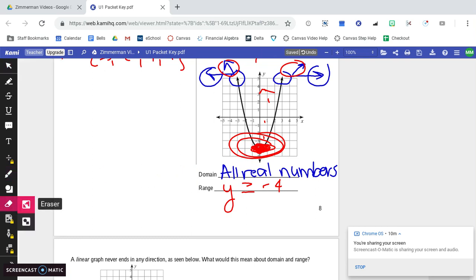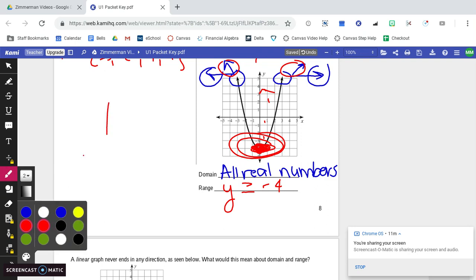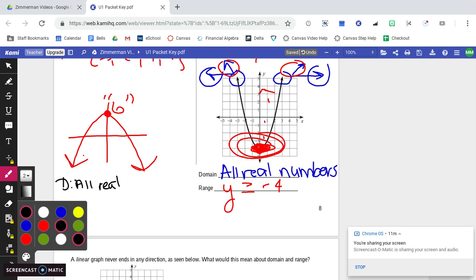Let's say that graph was flipped upside down. So if we just make a quick chart here, let's say this is sitting at 6 and the graph flips upside down. And this is just a quick extra example. If you want to fill it in, you can. So the domain is still all real numbers because this curve is going to keep going to the left. The arrow is telling me it's going to never stop moving left, and it's never going to stop moving right.